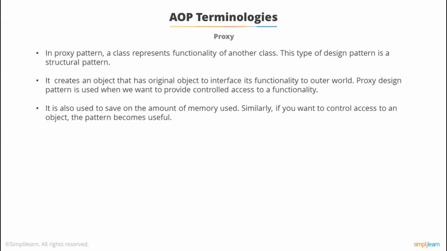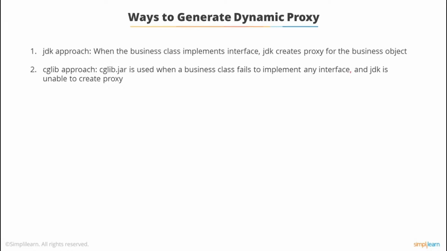Proxy design pattern is used when we want to provide controlled access to a functionality. It is also used to save on the amount of memory used. Similarly, if you want to control access to an object, the pattern becomes useful. Let's look at the ways to generate dynamic proxy. The JDK approach: when the business class implements an interface, JDK creates a proxy for the business object. The Cglib approach: the Cglib.jar is used when a business class fails to implement any interface and JDK is unable to create the proxy.